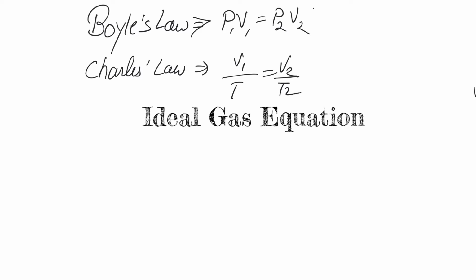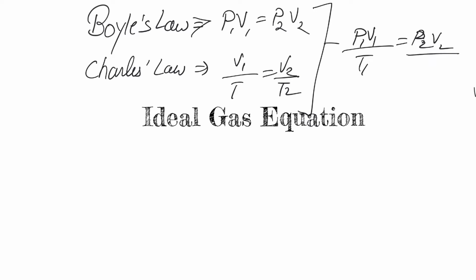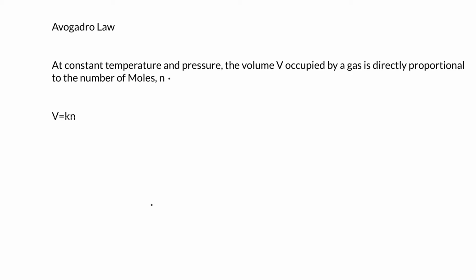Now what we did later on, we combined them into one equation that's called the combined gas equation, P1 V1 upon T1 equals P2 V2 upon T2. But until now we have not been talking about the third law, which we are going to do today, and then use all three to derive what chemists call the ideal gas equation. Let me put it all here. So, what is the Avogadro law?